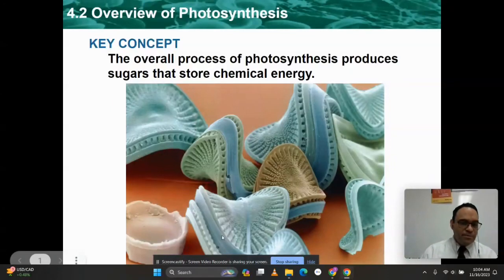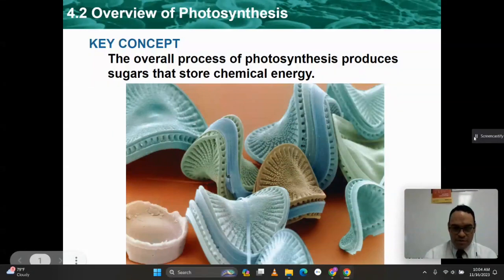All right, so chapter 4, section 2, we're going to do an overview of photosynthesis, talk about how we get the energy needed to make these sugars and what we do with these sugars once they are made.